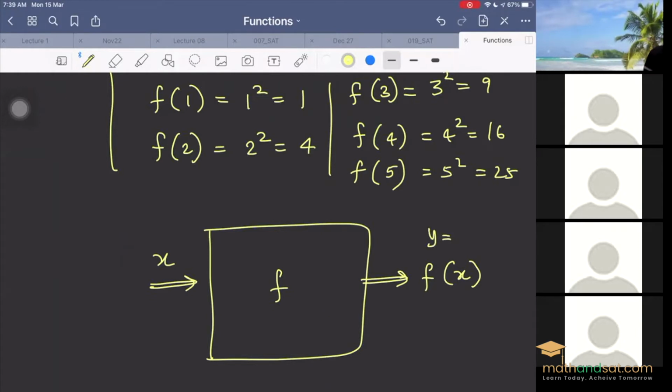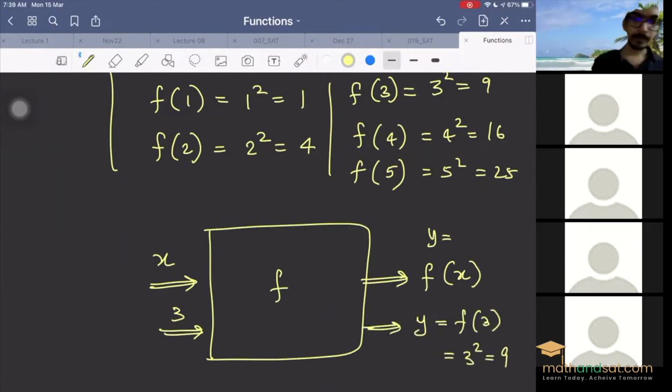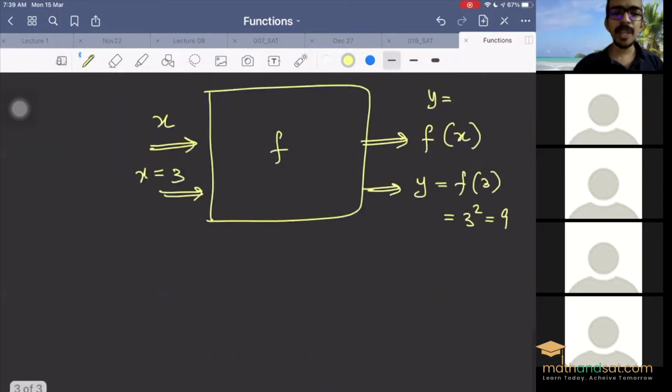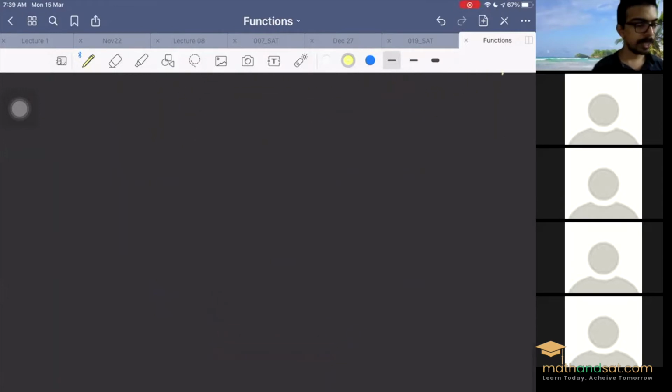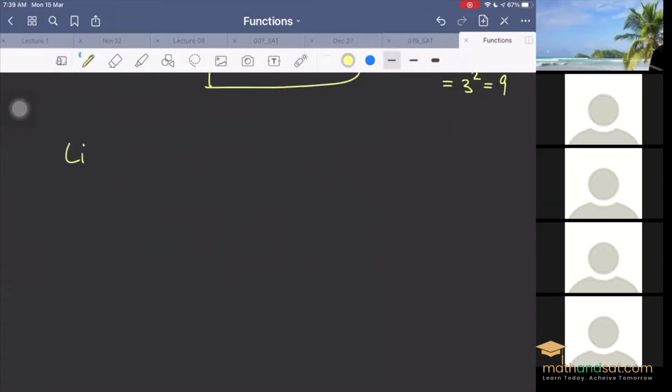So if you give 3 to this machine, this function, it is going to give me your y value, that is f of 3, which is 3 squared, which is 9. If your x value is 3, your y value will be 9. So that is the idea here. We are not going to discuss different functions here. Our idea is to focus on linear functions. So let's see what linear functions are.